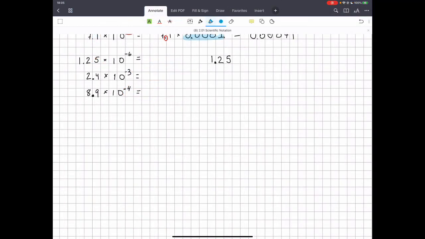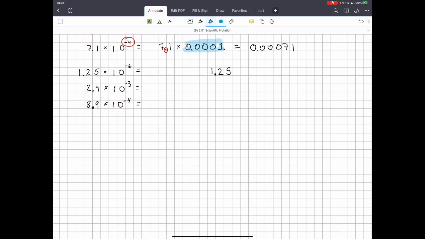Let's use what we learned in the previous problem and apply it to the rest of them. So in the next problem, 1.25 times 10 to the negative 6, we have that negative 6 exponent. And that's telling us that we're going to move the decimal point 6 places to the left. So we're going to move it once to get past the 1, and then 5 more times. And there's our final answer. It's a really big decimal.